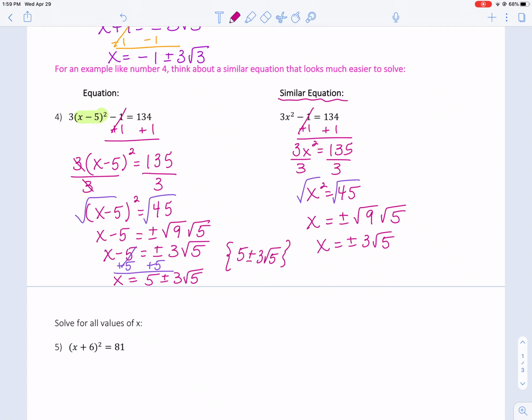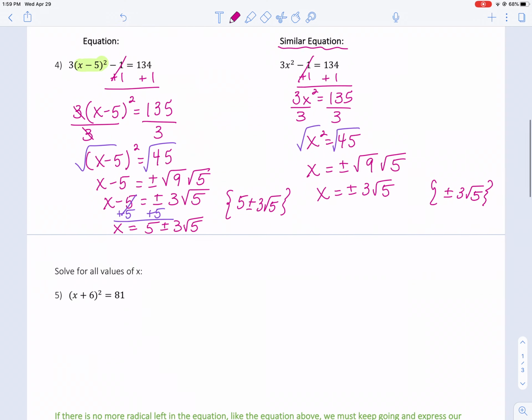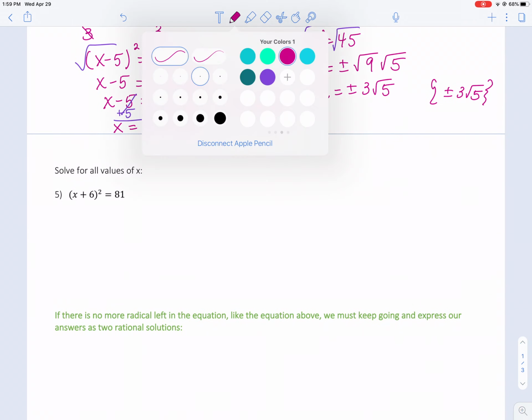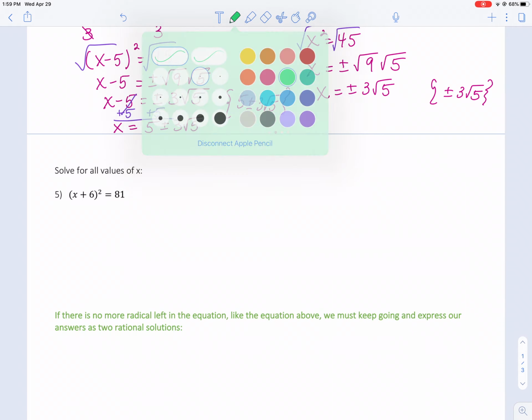So I'm going to write it in as one thing. Here, your solutions were only plus and minus 3 rad 5. So what was the big difference? You just have that extra number in the front. 5 plus or minus 3 rad 5 as opposed to plus or minus 3 rad 5. Okay, let's give you another one.